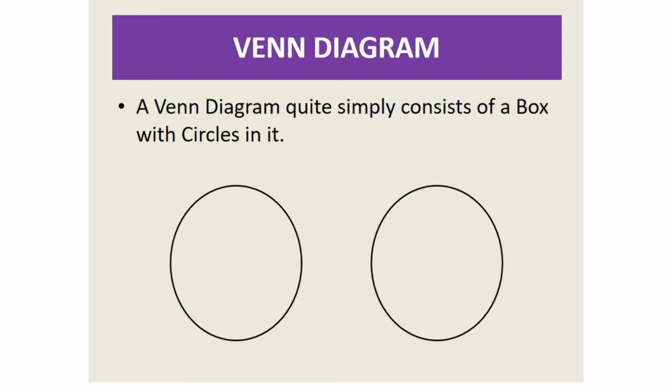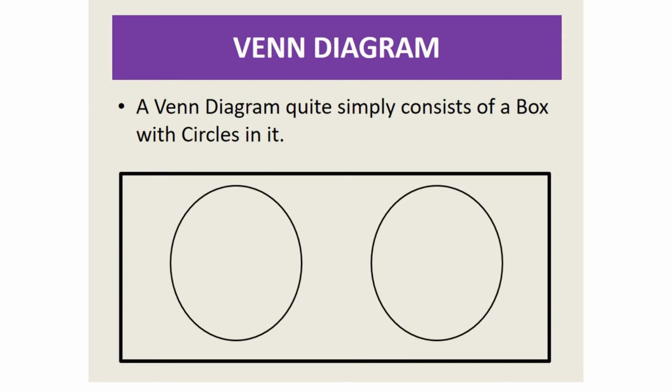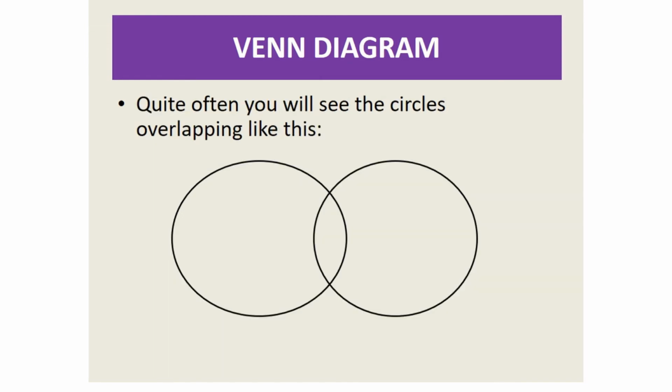So a Venn diagram is simply a box with circles in it. So we've got something that looks like this. Quite often though, however, our two circles will be overlapping. That will be representing things that are in both of our two sets.